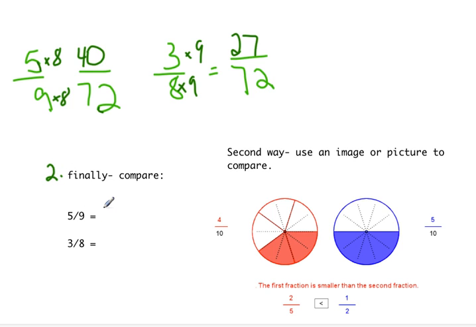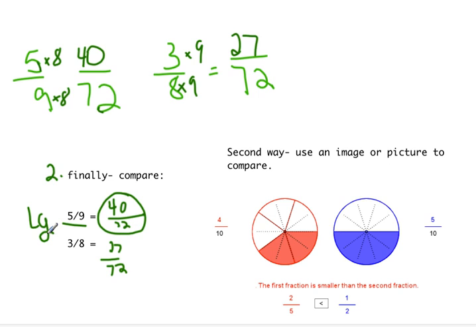So comparing my fractions, which is my second step, 5/9 was 40/72, and 3/8 was 27/72. So I can tell by looking at the numerator that 40 is larger, therefore 5/9 is the larger fraction.